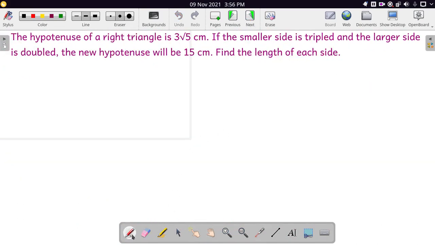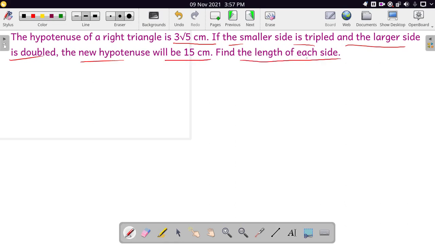The next question says the hypotenuse of a right angle triangle is given to us. If the smaller side is tripled, and the larger side is doubled, the new hypotenuse will be this. Find the length of each side. Smaller side means the side opposite to the smaller angle. We all know the hypotenuse is the longest side, because the greatest angle in a right angle triangle is the 90 degree angle, and the side opposite to the largest angle is the largest side.